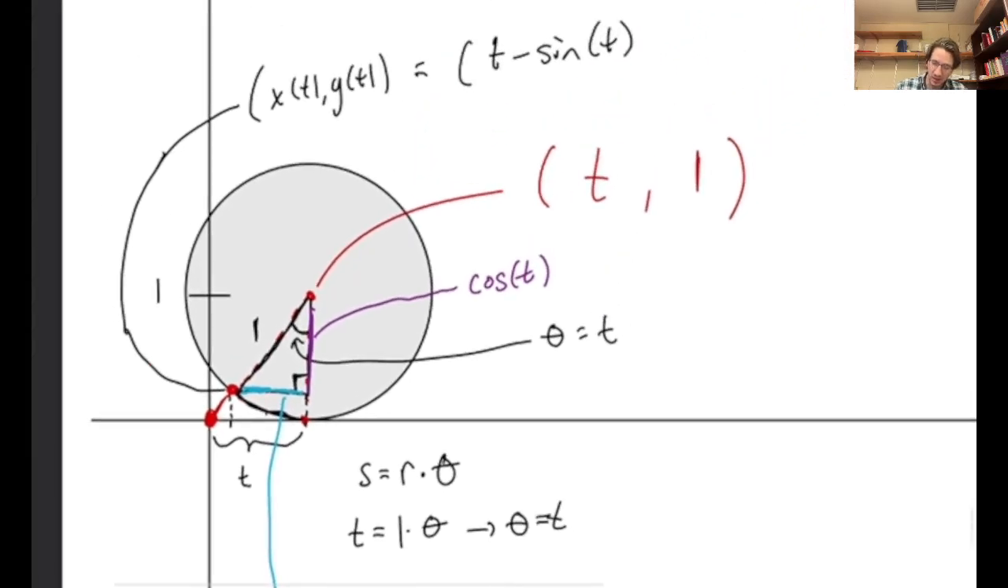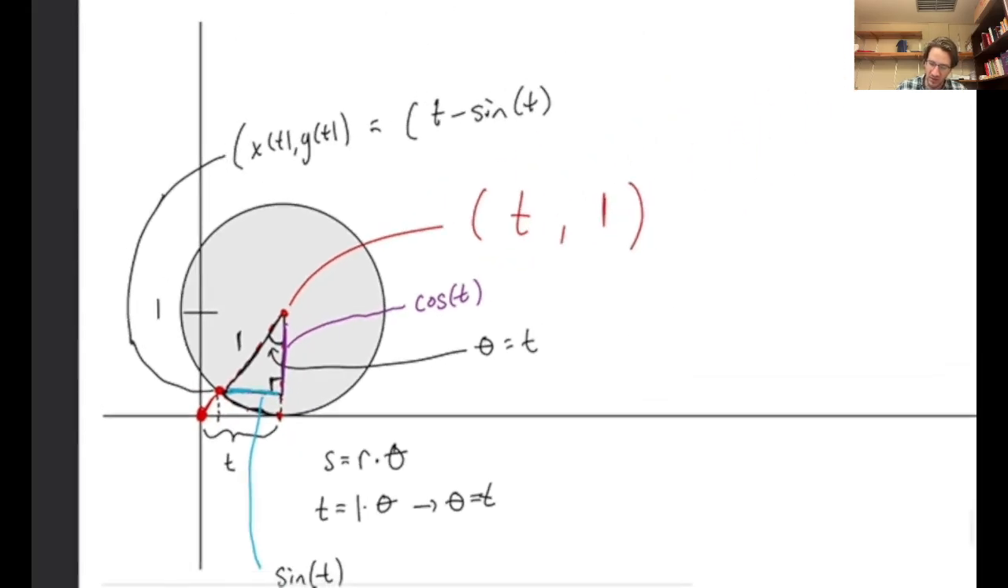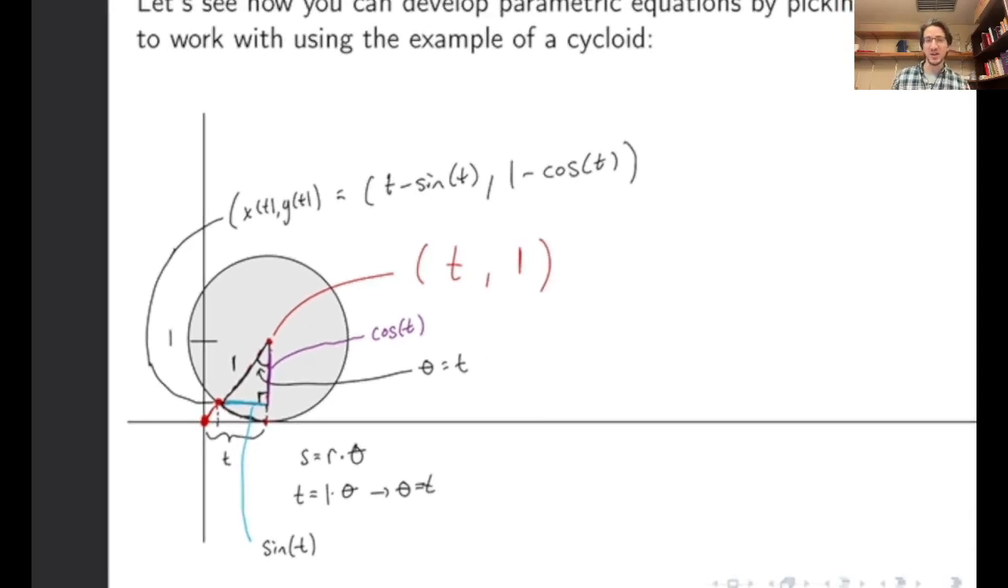Okay. So again, we want this distance, which is 1, minus that distance, which is cosine of t. And so we have it. We have our parametric equations for the cycloid. t minus sine of t, comma, 1 minus cosine of t. Now, this right here is genuinely very, very difficult to try to eliminate the parameter. So let's just go to Desmos and see what the graph looks like.